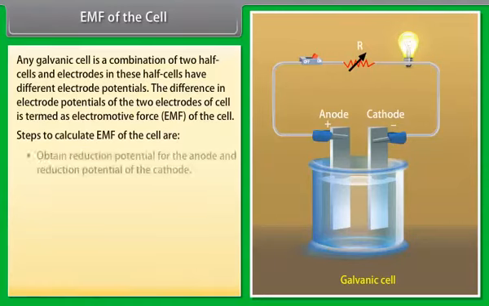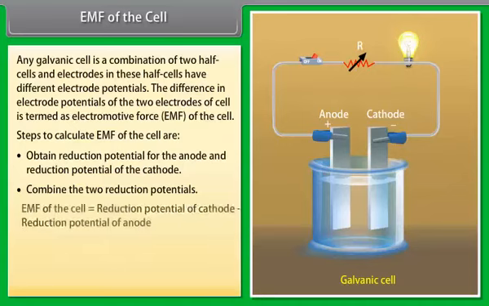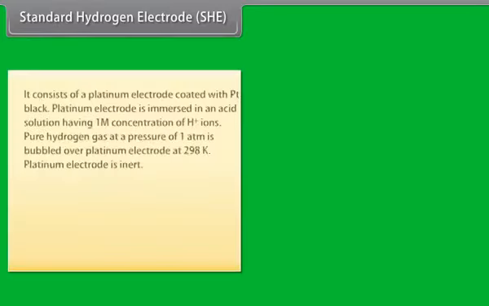EMF of the cell. Any galvanic cell is a combination of two half cells, and electrodes in these half cells have different electrode potentials. The difference in electrode potentials of the two electrodes of cell is termed as electromotive force of the cell. Steps to calculate EMF of the cell are: obtain reduction potential for the anode and reduction potential of the cathode. Combine the two reduction potentials.